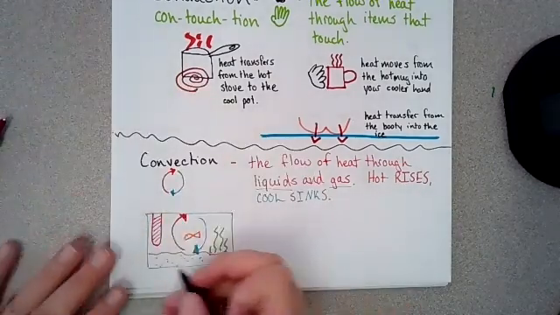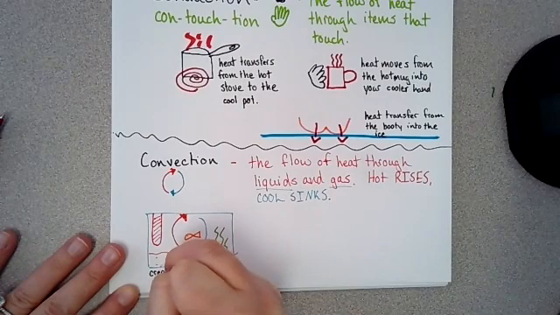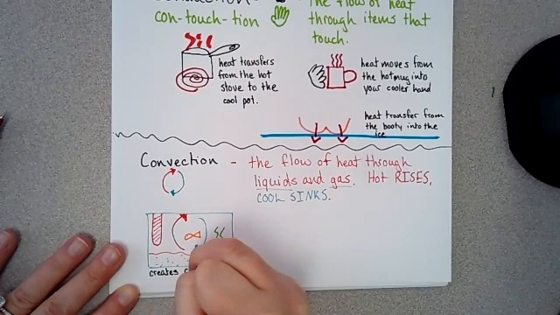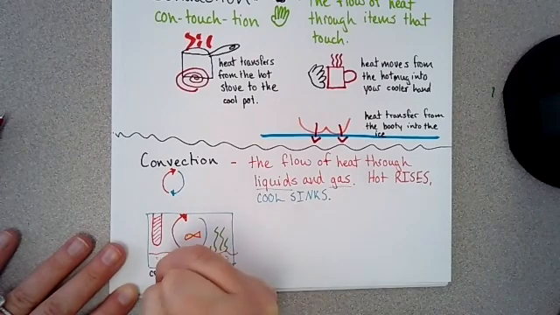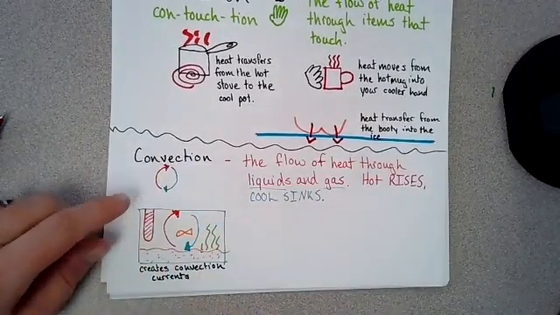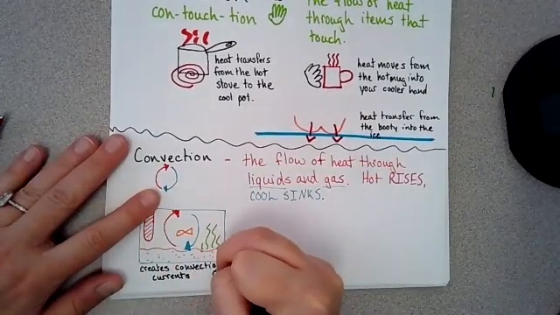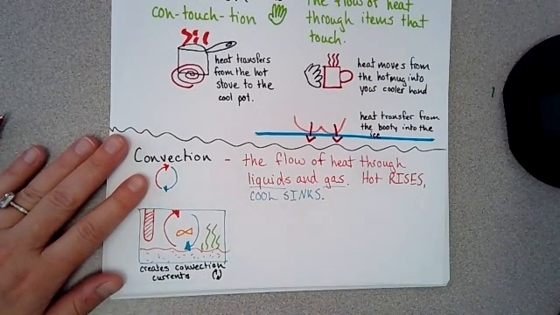So let's write that down. It creates convection currents. Write down convection currents. Okay, and that's what these swirly things are. Convection currents rise and fall. And every time you see the word convection, I want you to draw this symbol.